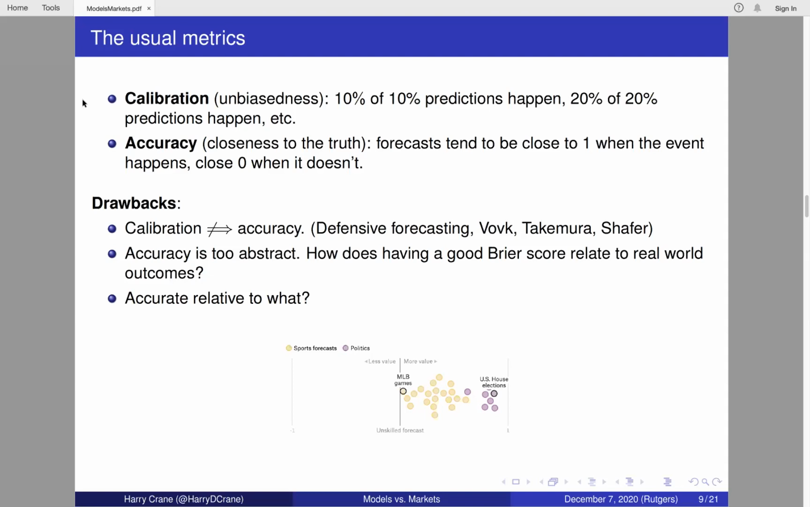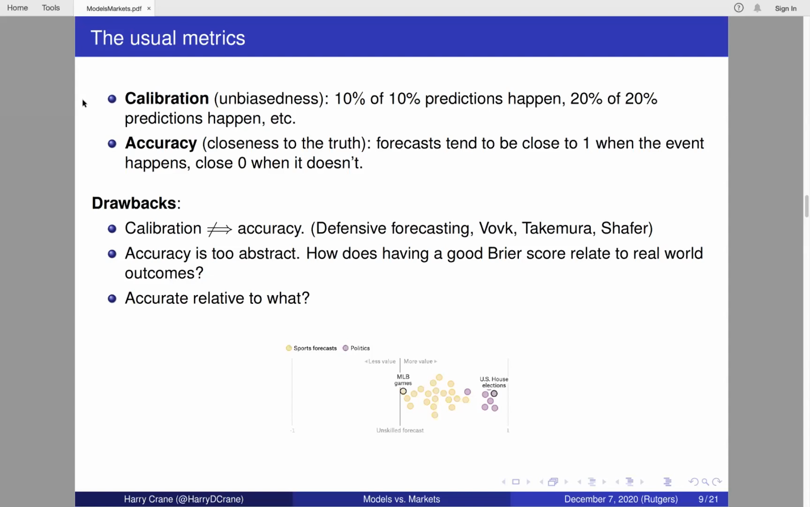There are measures for that, particularly proper scoring rules. I'll use one particular proper scoring rule, called the Brier score, later on just to illustrate this idea, but it won't be our main way of evaluating this. There are some drawbacks to these metrics. First of all, calibration doesn't imply accuracy. You can be perfectly calibrated, and it doesn't mean that you're in any way accurate.